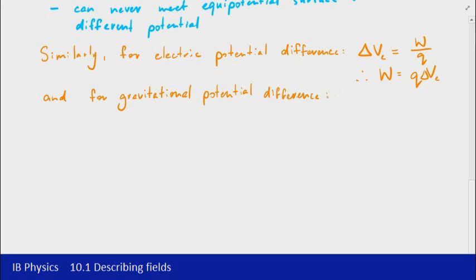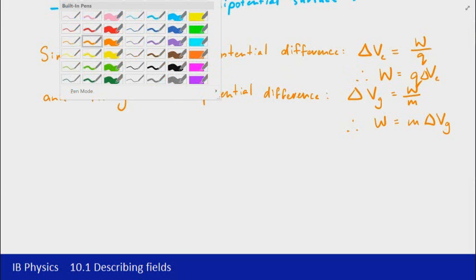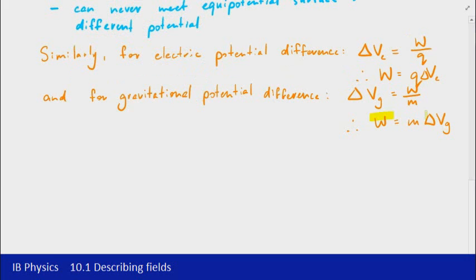And so the quantity that we're dealing with now is delta Vg for gravitational fields. It's still going to be work, but it's now going to be divided by mass. So for a gravitational field, the work done against it would be equal to mass times the change in gravitational potential. Now that equation is an important one, so I'll just highlight that. I'll go back and highlight this one as well. That's another one that's in the data booklet, but you will have already jotted that down from earlier videos from subtopic 10.1.